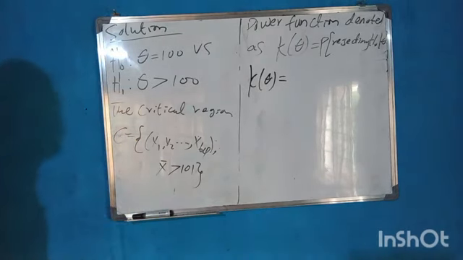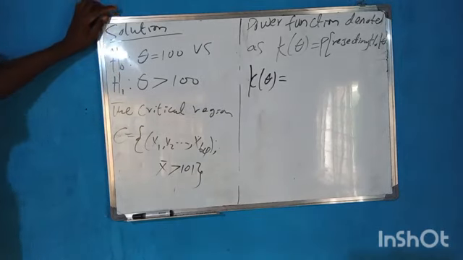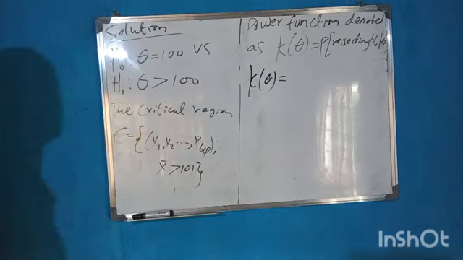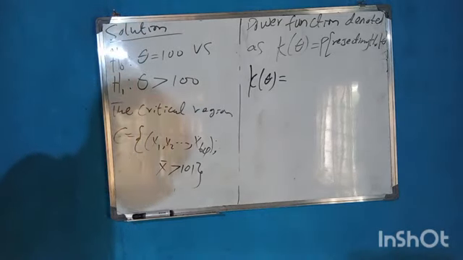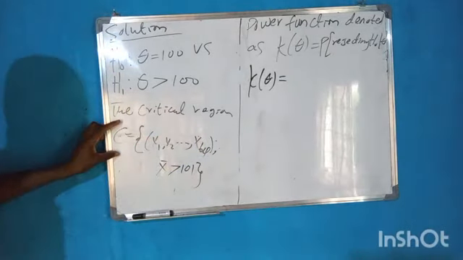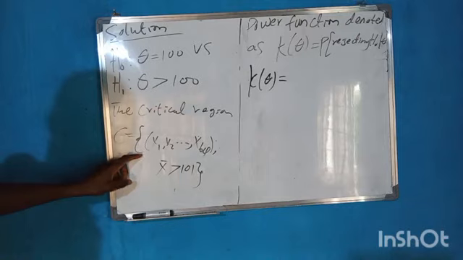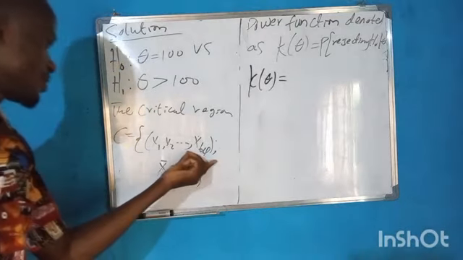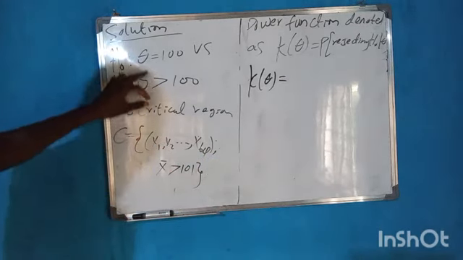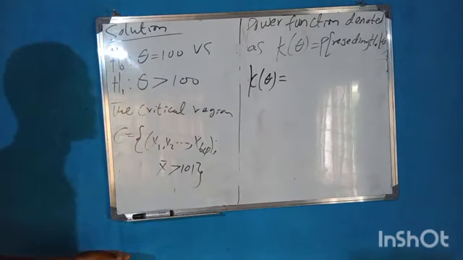First of all, we write our hypothesis. The first one is H0, which says that theta is equal to 100, versus the alternative hypothesis, which says that theta is greater than 100. And the critical region, which we represent as capital C, is the set of sample values for which we reject H0 if our x bar is greater than 101.